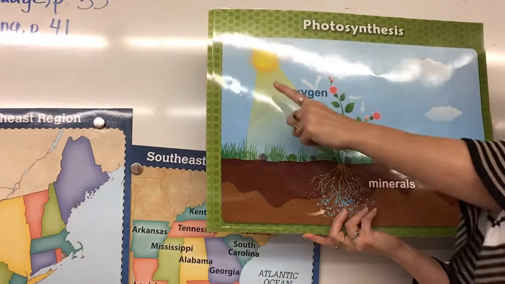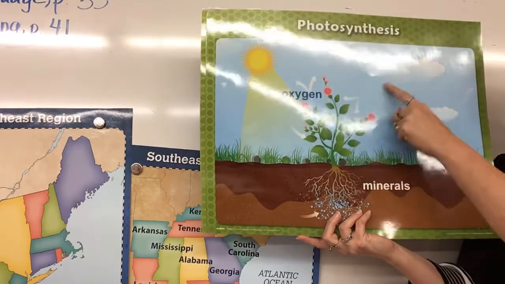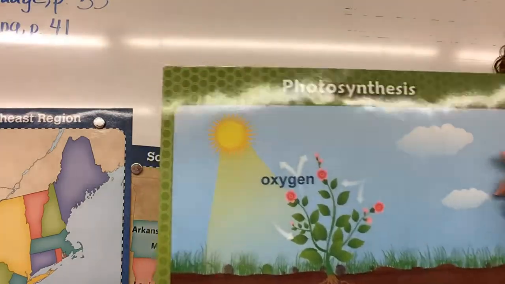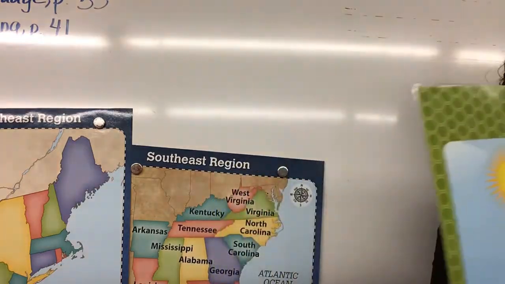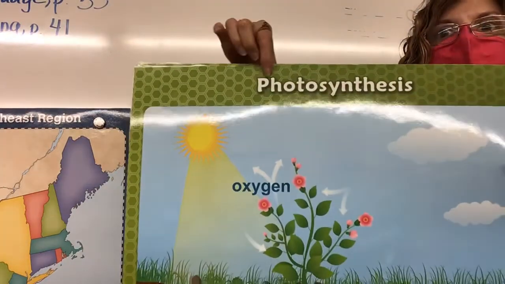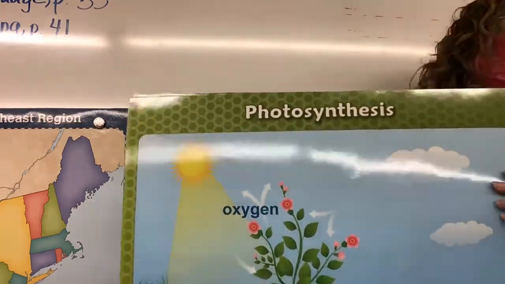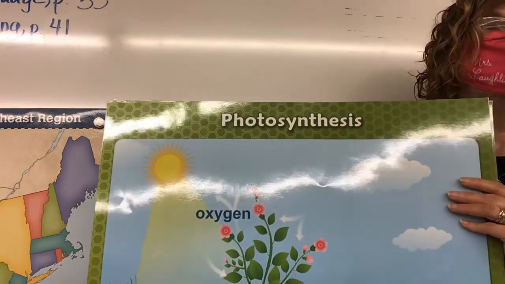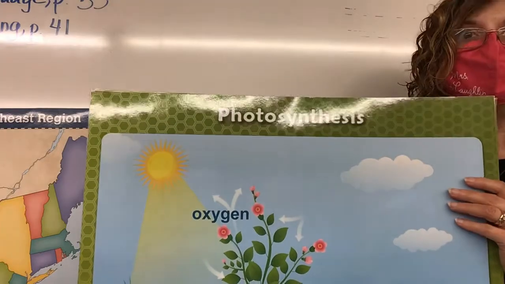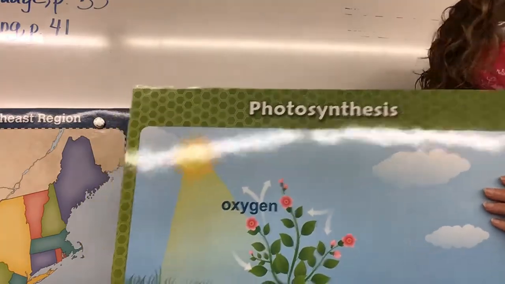But the water, sunlight energy, chlorophyll, and carbon dioxide are the 4 things needed for the process by which a plant makes food, and that is photosynthesis. There were several of you that did not know that on the quiz yesterday. The process by which a plant makes food, photosynthesis.